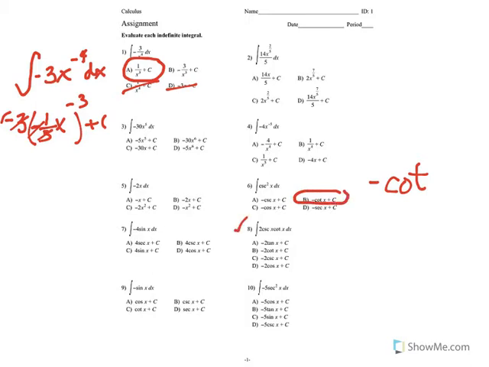When I see one like this, I already know right where I'm going to go. I know it's going to be a, if it was secant tangent, it'd be secant. So it's going to be cosecant. And did a co appear? Sure it did. So it's going to be negative.